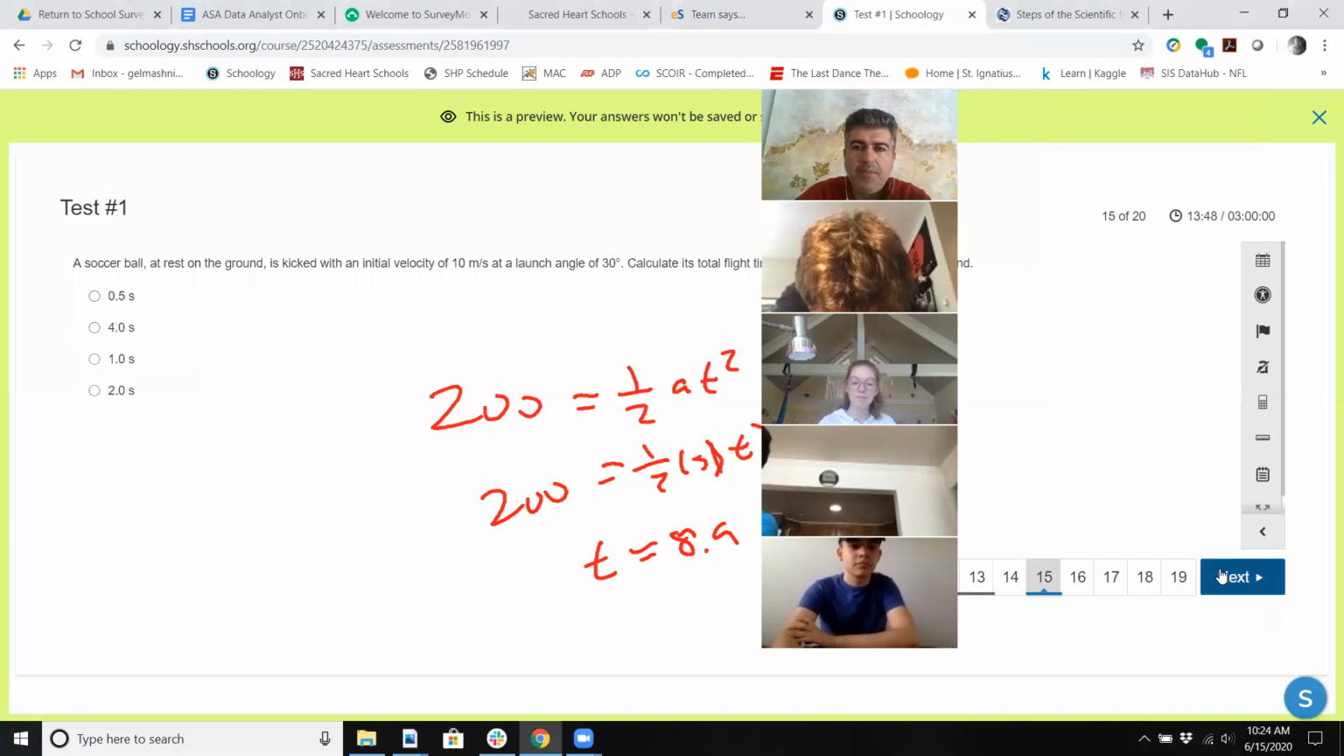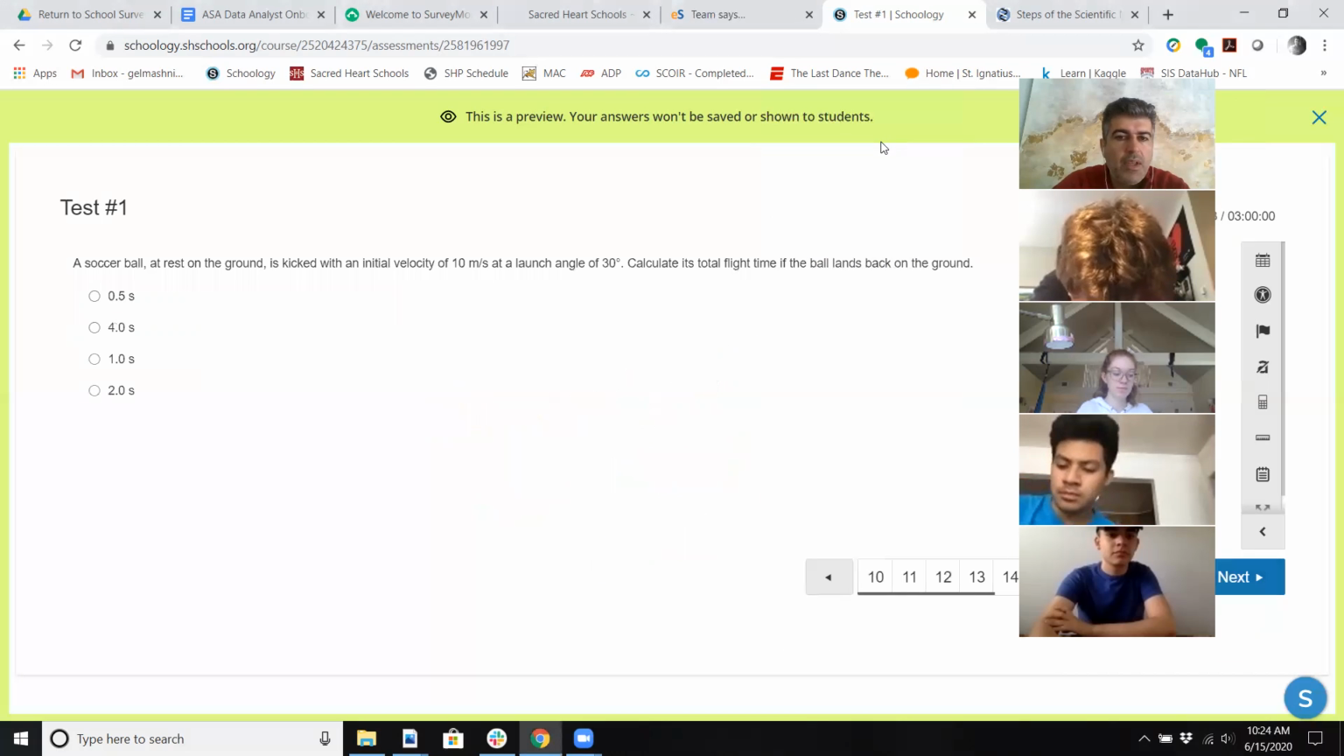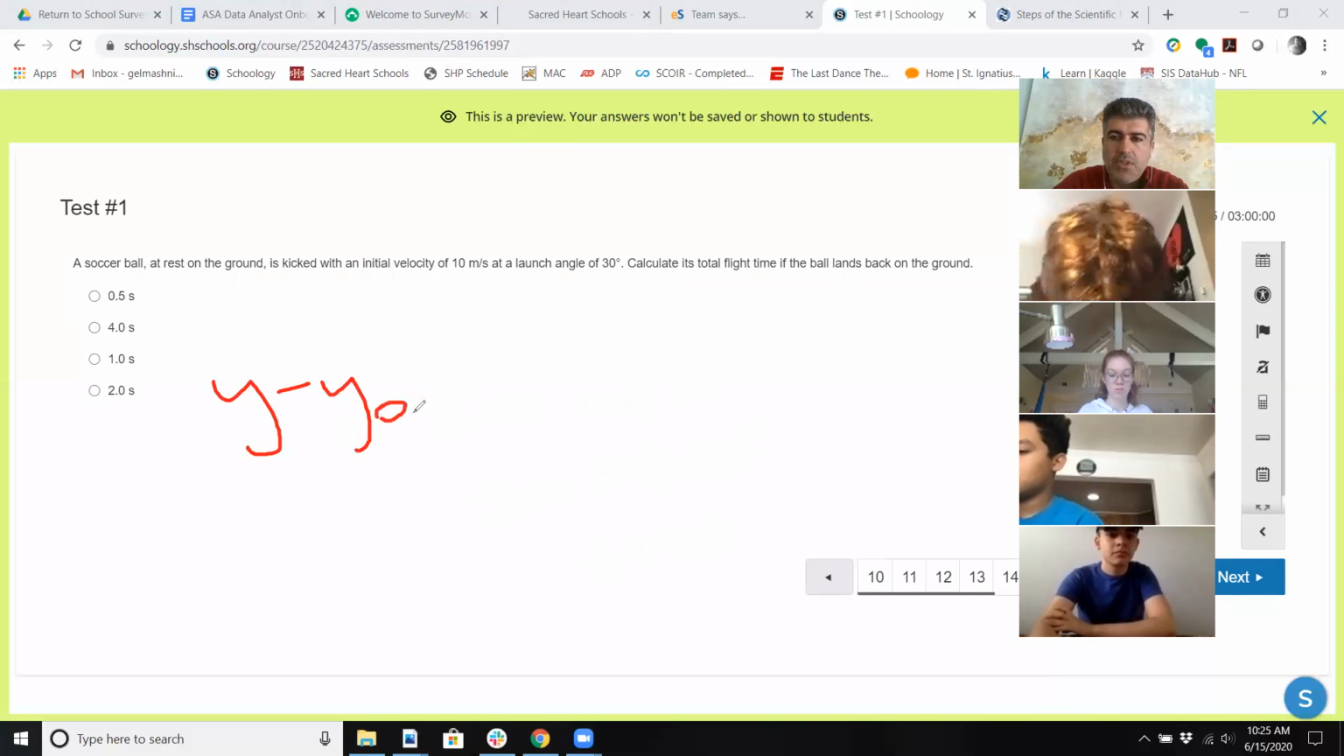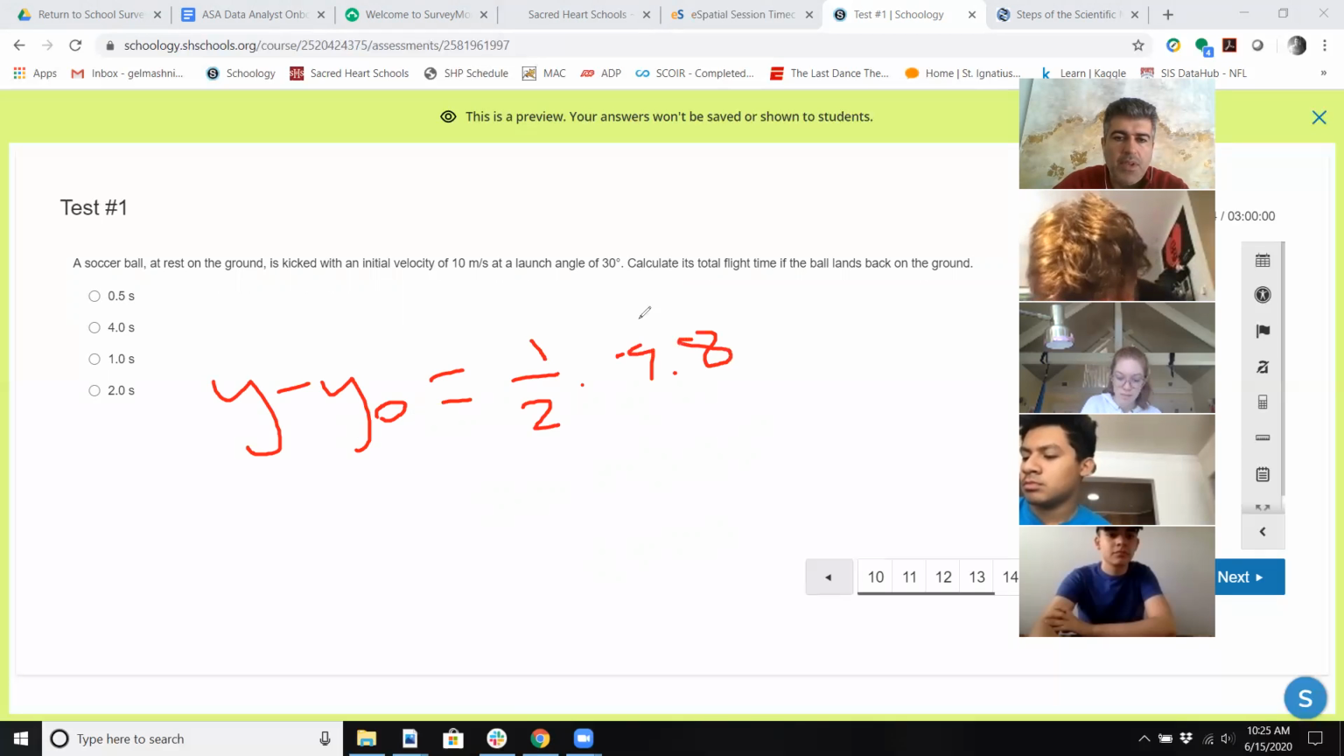Let's take a look at 15. Clear our drawings. Okay, so now we have one with angles. Initial velocity of 10, launch angle 30. Calculate the whole time of flight until the ball lands back on the ground. If you land back on the ground, there's no change in vertical displacement. So y minus y0 is going to be 0. You're doing 1/2 times negative 9.8, and we're trying to solve for time here.